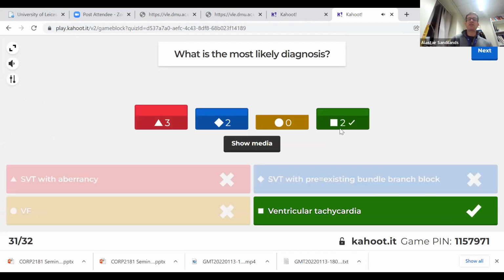Yeah, so VT is the right answer. Okay, so you have to try and ask yourself, there isn't bundle branch block. So it's not pre-existing bundle branch block. It's not right bundle branch block. Right bundle branch block occurs with aberrant conduction, which is the rate-related functional block in the right bundle during tachycardia. It's not VF, so it's VT, a regular broad complex tachycardia.